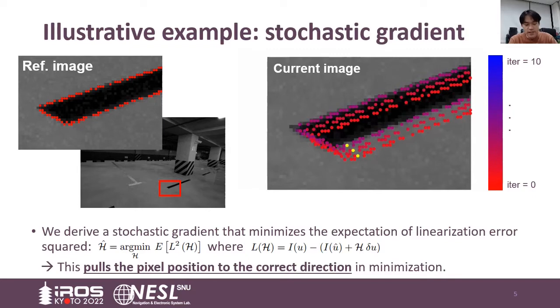We minimize the expectation of the linearization error squared in the image domain to obtain the stochastic image gradient, h hat. In the same scenario, but with the stochastic image gradient, the proposed image gradient pulls the pixel position in the correct direction in the minimization problem.